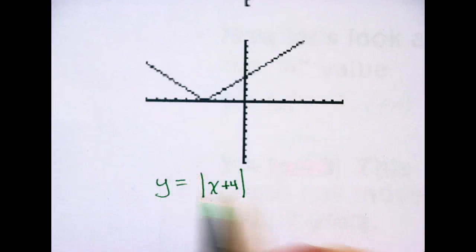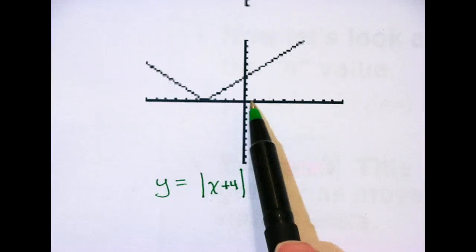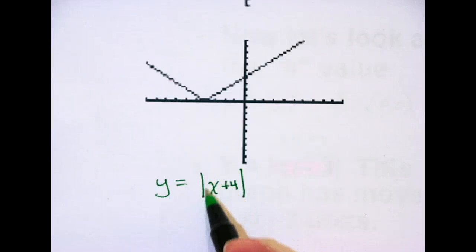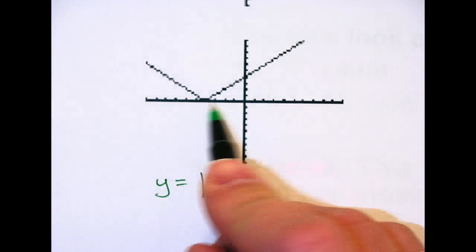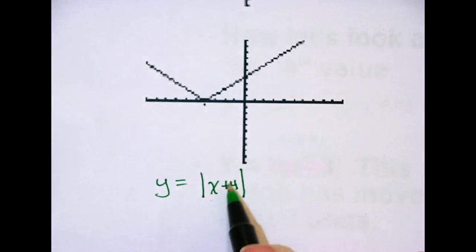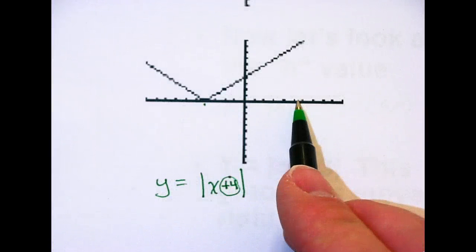Why is it +4 and not -4? Because -4 moved it the other way. When we had minus, it moved it this way. So plus is going to move it this way. Remember, whatever makes this 0. So x + 4 equals 0 when x is -4, which means we move it that way. Okay? So your H shift goes opposite of what this is. So if this is positive, we go to the left. If it's negative, we go to the right.